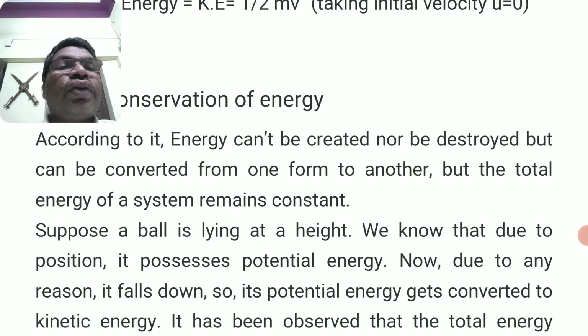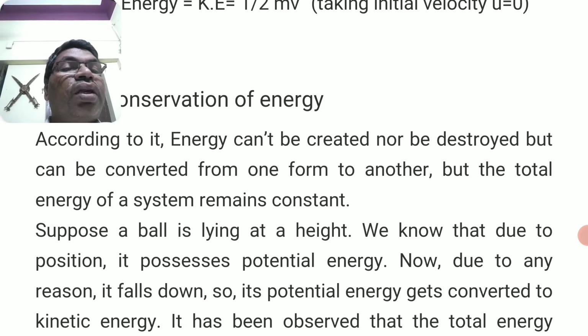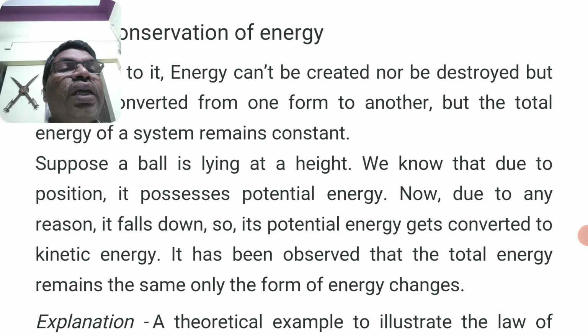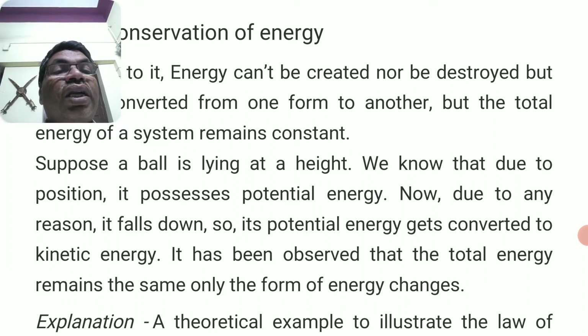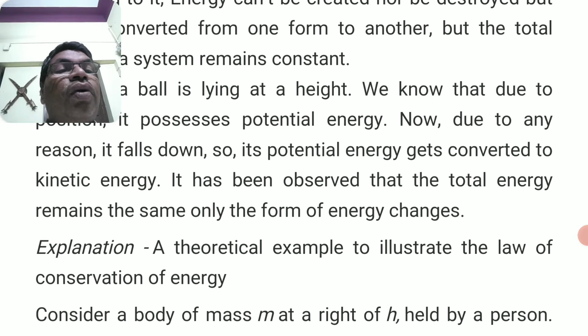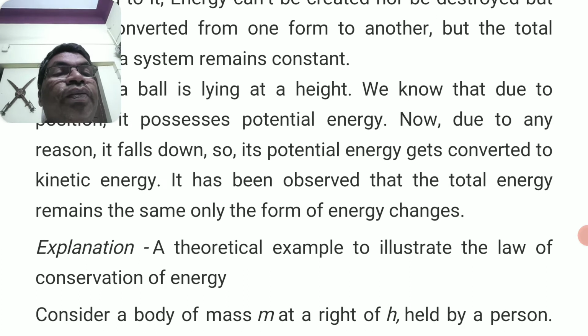Law of conservation of energy. According to it, energy can't be created or destroyed, but can be converted from one form to another. The total energy of a system remains constant. Suppose a ball is lying at a height. Due to its position, it possesses potential energy. Now, if it falls down, its potential energy gets converted into kinetic energy. It has been observed that the total energy remains the same, only the form of energy changes, that is either potential energy or kinetic energy or both.